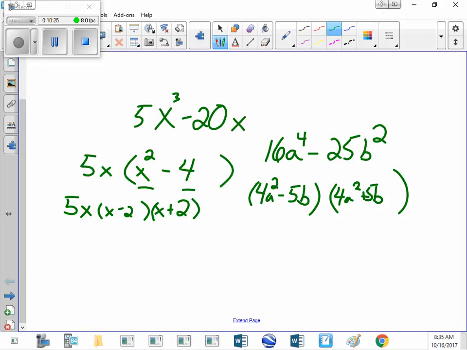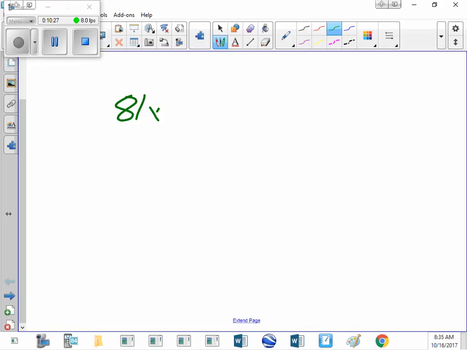Okay. What about 81x squared plus 121? That one won't work. How come? It's a plus. So this breaks the rules, and that's not possible. Okay?